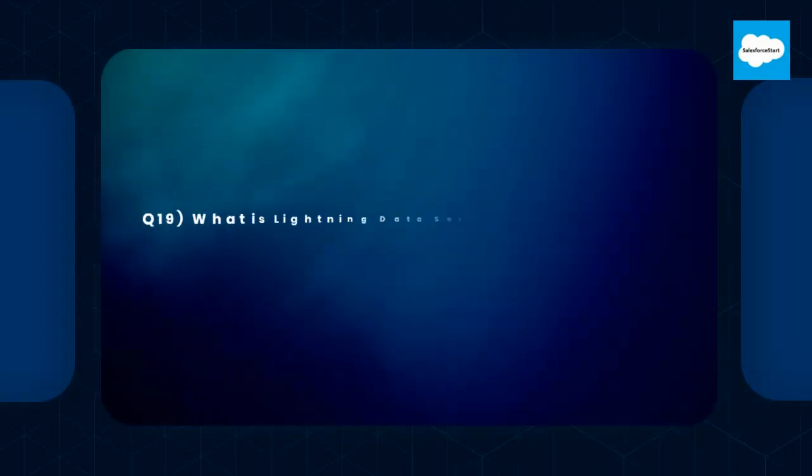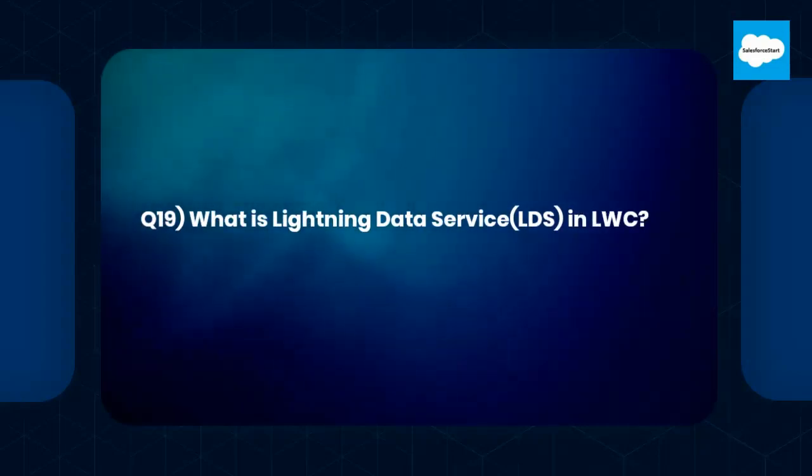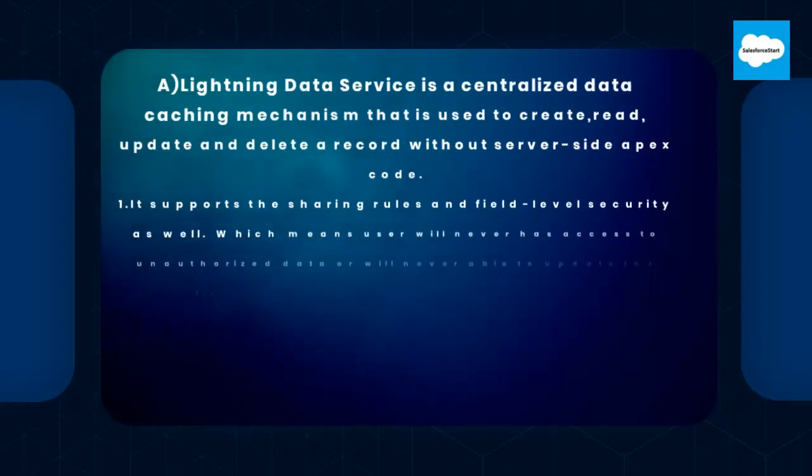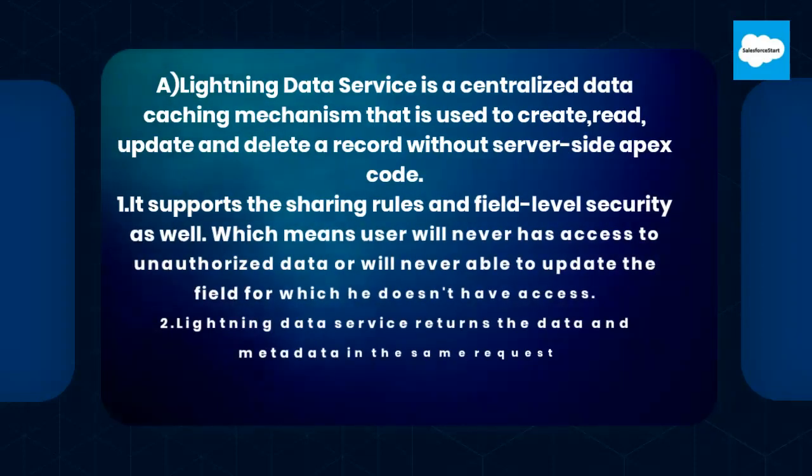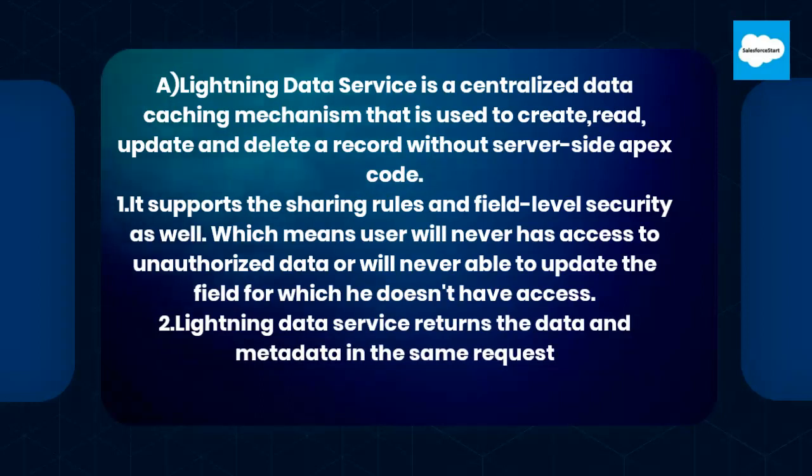Question number 19. What is Lightning Data Service (LDS) in LWC? Answer. Lightning Data Service is a centralized data caching mechanism that is used to create, read, update and delete a record without server-side Apex code. 1. It supports the sharing rules and field-level security as well, which means the user will never have access to unauthorized data or be able to update a field for which they don't have access. 2. Lightning Data Service returns the data and metadata in the same request.